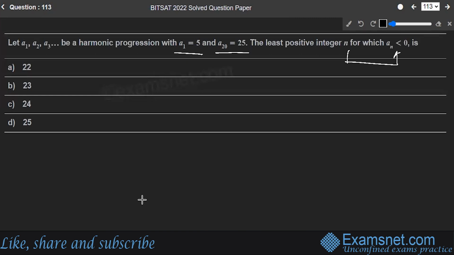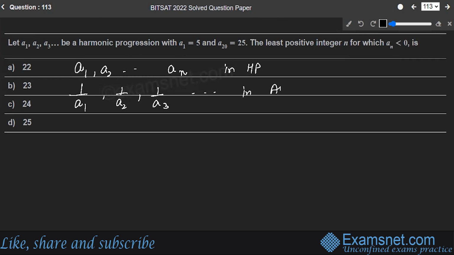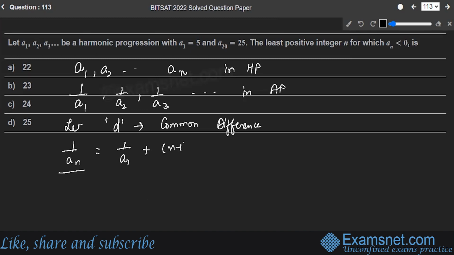Okay, so see, you are given that A1, A2, and so on, let's say till an, they are in harmonic progression. That means 1 upon A1, 1 upon A2, 1 upon A3, they are in arithmetic progression. So let's say D is their common difference. That makes 1 upon an is equal to 1 upon a1 plus n minus 1 into d, the nth term formula.